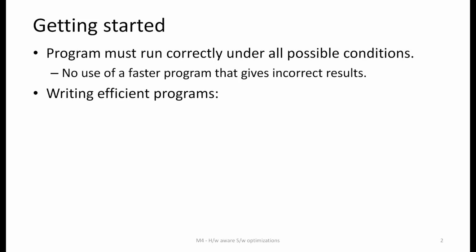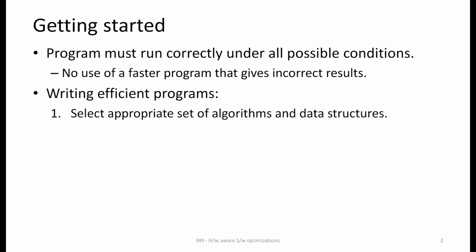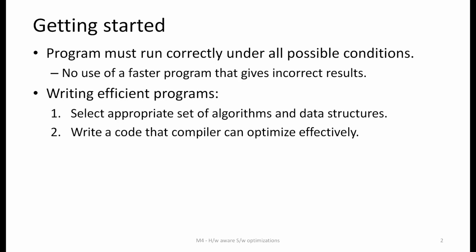Now, considering that as our ground truth, how do we write efficient programs? The very first thing is to select an appropriate set of algorithms and data structures. Second is to write code that the compiler can optimize effectively. The compiler has a lot of actions to perform. We have seen a couple of them during our module 2. In addition, if we are able to give the compiler the possibility of generating more independent instructions, it can do some code reordering and so on, to reduce the hazards.